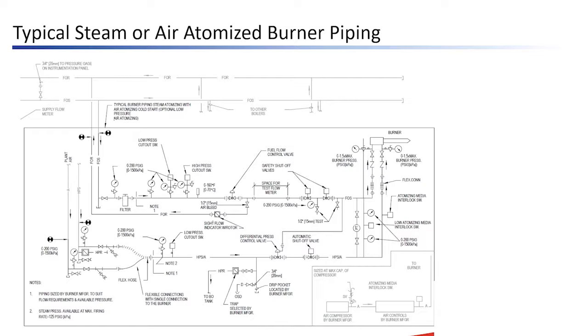That's that line marked HPS. It comes down, there's a trap at the bottom of that T, and then it goes through a flex hose, and then a low pressure cutout switch. This one shows a differential pressure control valve where you sort of sense oil pressure and adjust your steam pressure to match your oil pressure. Then you go through an automatic shutoff valve and then up to the burner. And you'll notice they don't mix until you get right to the burner.